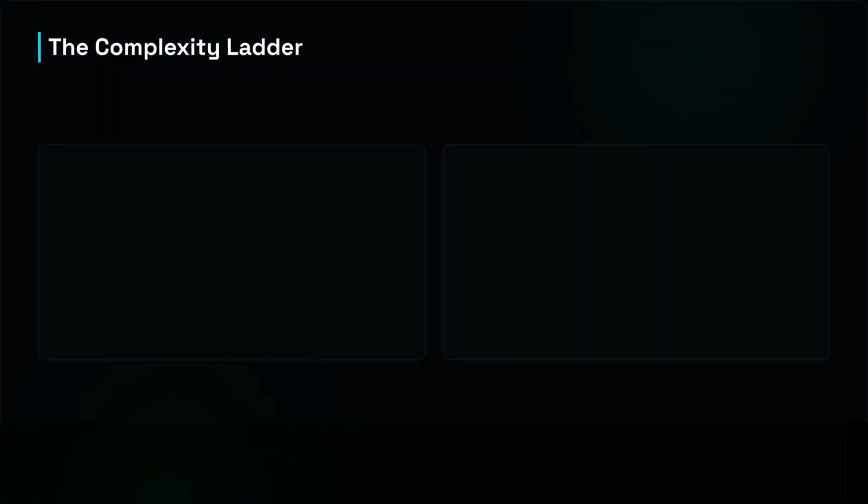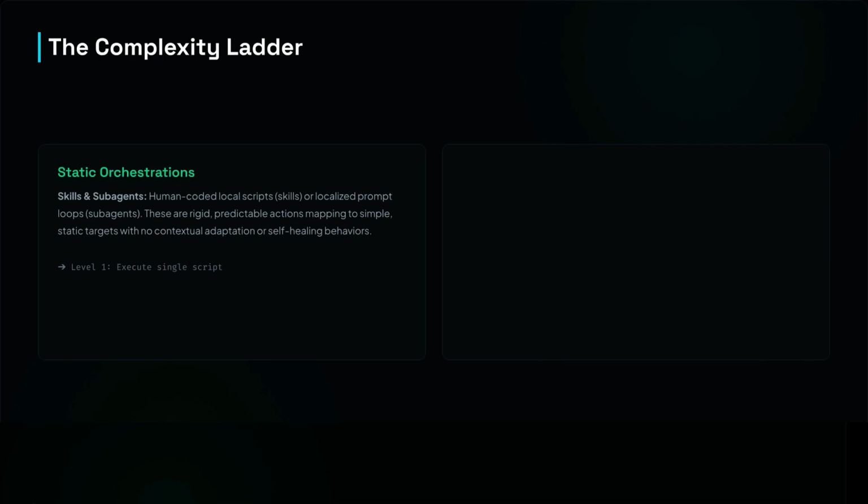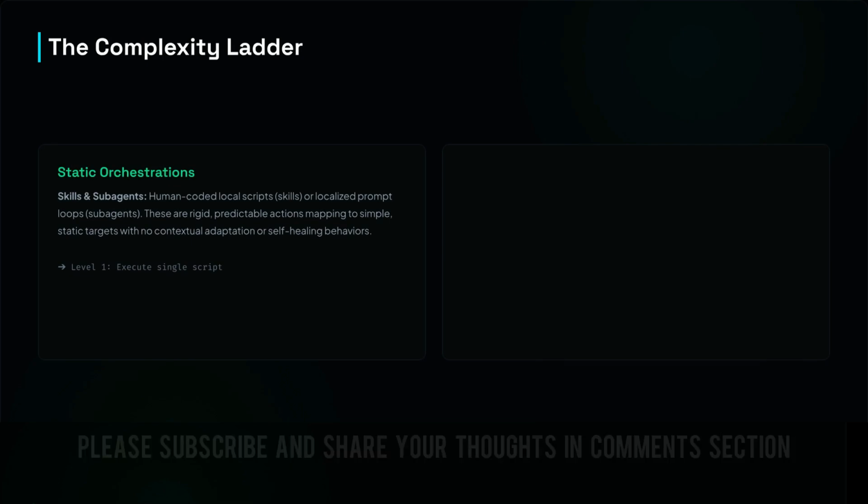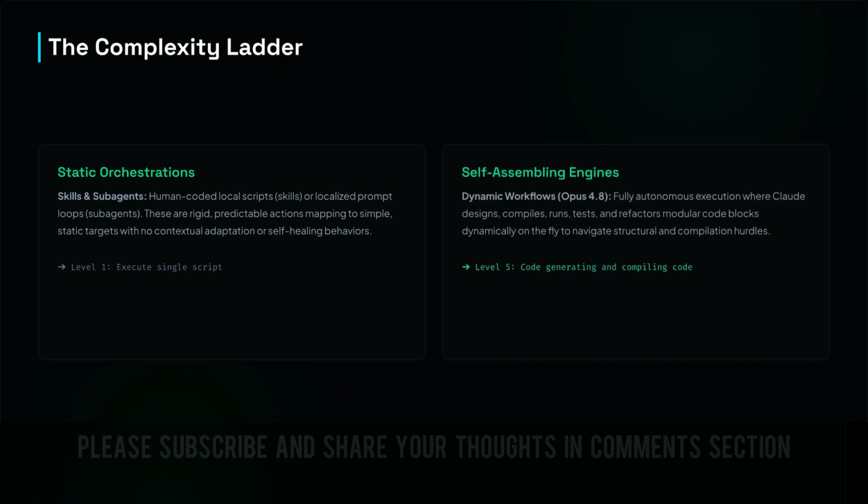Let's explore the complexity ladder. Static orchestrations like skills and subagents are rigid, human-coded scripts. Level 1 complexity. Dynamic workflows in Opus 4.8 are self-assembling engines. Level 5, capable of fully autonomous execution, including designing, compiling, and testing modular code blocks dynamically.